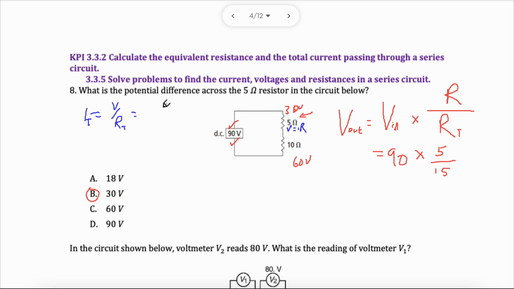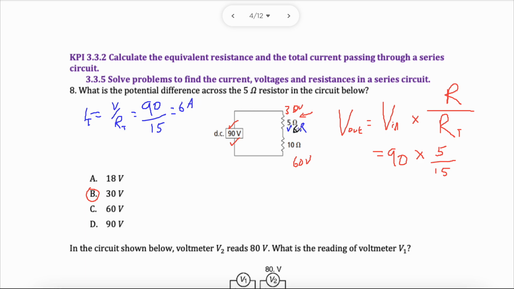This is just an extra. You can skip this, by the way. But this is for those of you who want to try the other way to check your answer. I total is V total, 90, over R total, 15. 90 over 15, of course, is 6. The current is 6 amps.